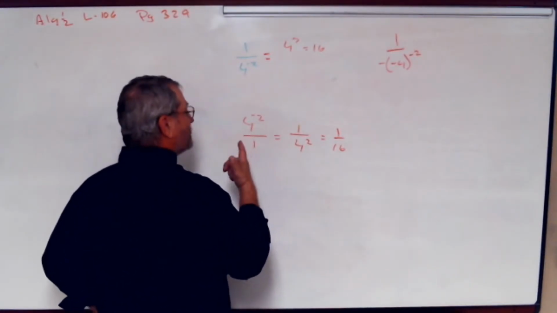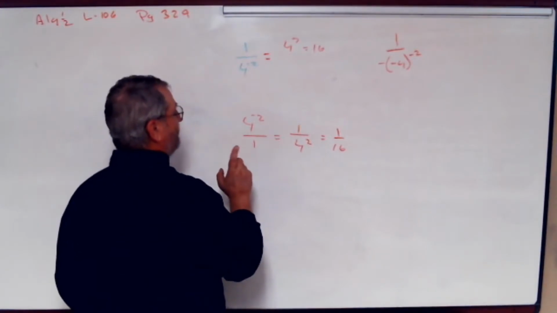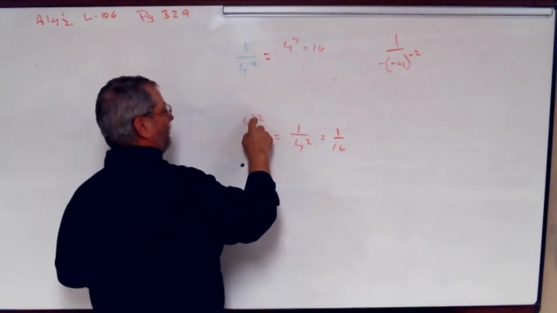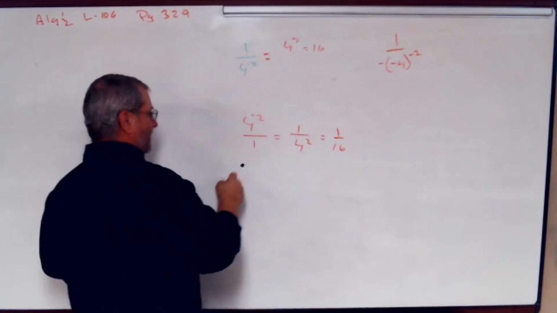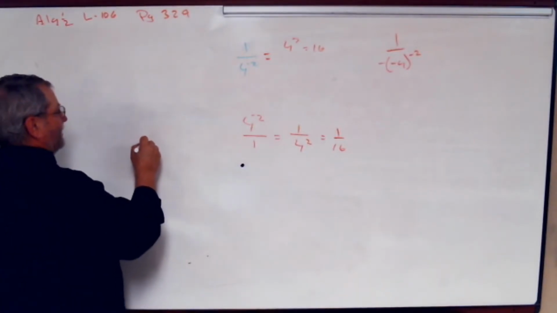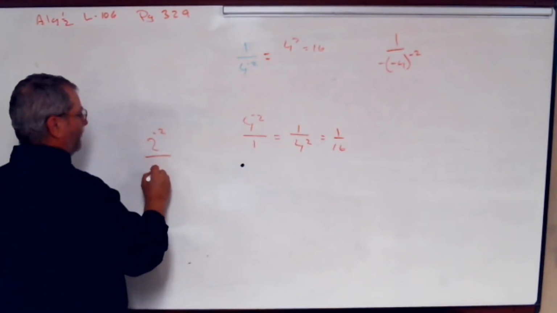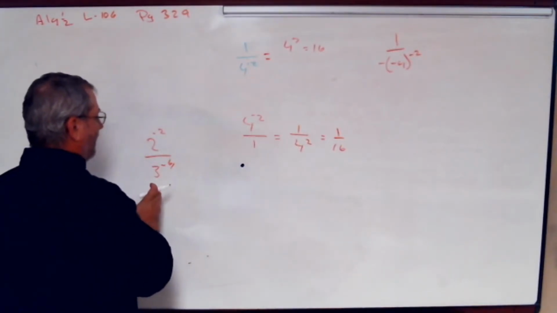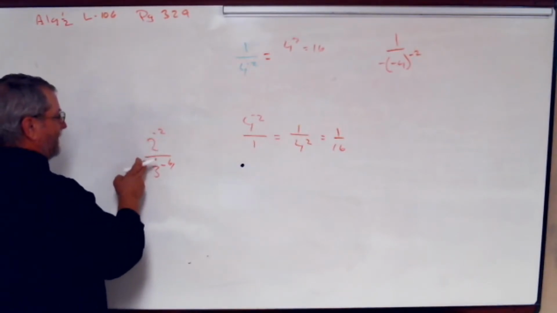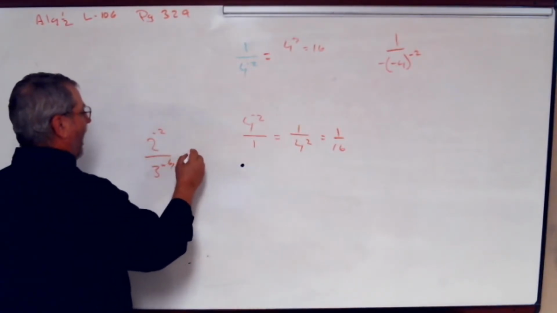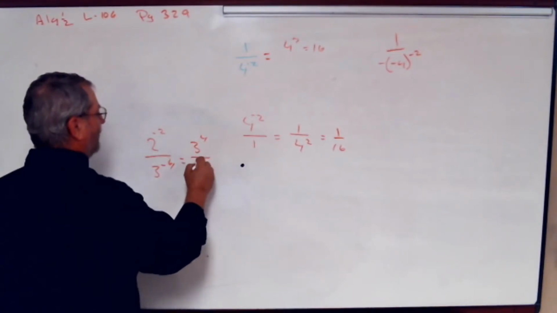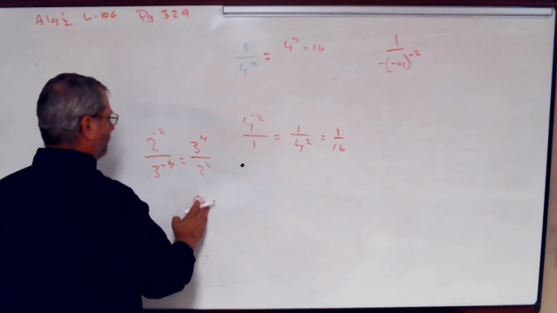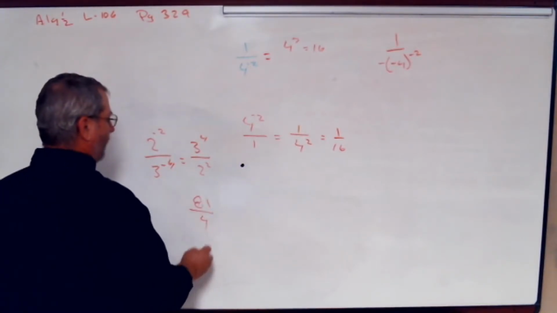So, best way to think about this is if I want to make an exponent positive, I'm going to take it where it's not. Do you understand? If I have 2 to the negative 2 over 3 to the negative 4, the only way to work this is to make both exponents positive. I'm going to take this one down here and take this one up here. I'm going to have 3 to the 4 and 2 squared. 3 to the 4th is 81. And 2 squared is 4.